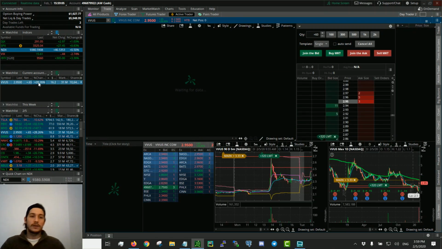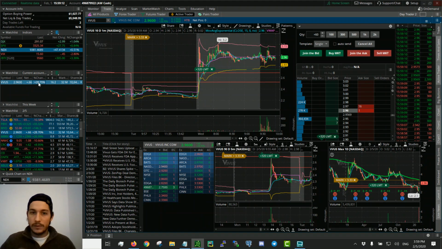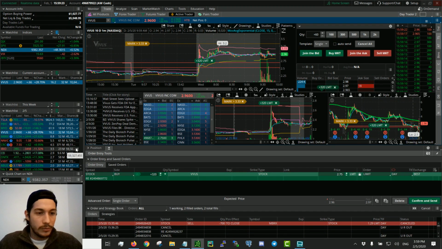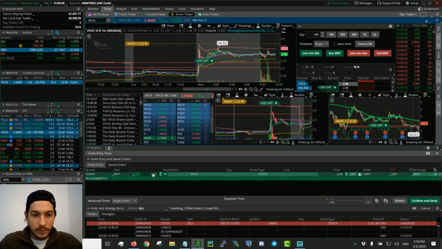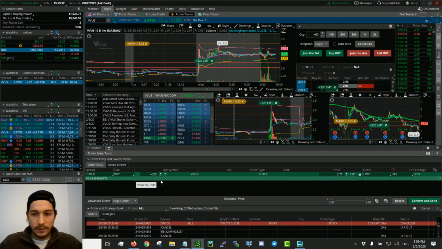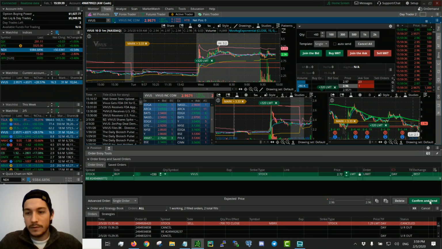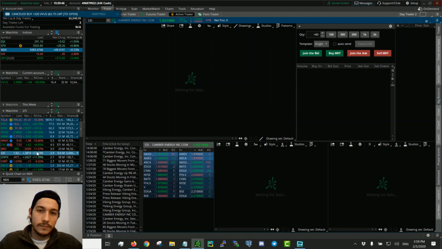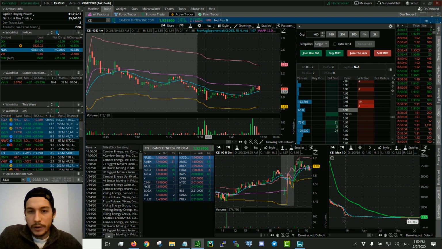VVUS, I would probably trade this one again, and I do have a limit order out here for it. Would need a bigger pullback though. Is CEI moving again? 1.92. Looks like it pulled back a little bit, no? One second, guys. Trying to break above VWAP.